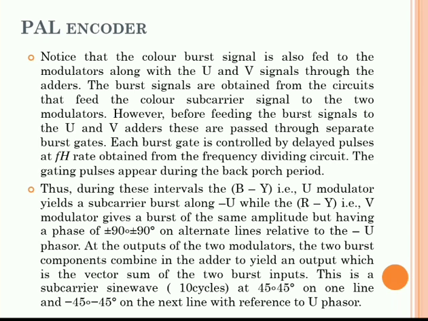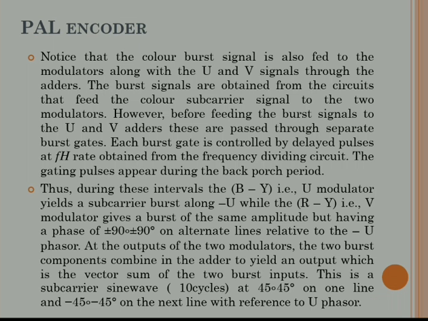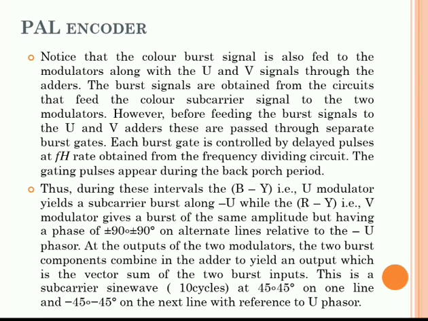At the output of the two modulators, the two burst components combine in the adder to yield the output, which is the vector sum of the two burst inputs: one from the U modulator output and one from the V modulator output. This is a subcarrier sine wave of 10 cycles at 45 degrees on one line and minus 45 degrees on the next line with reference to the U phasor. This was all about the PAL encoder that we have done.